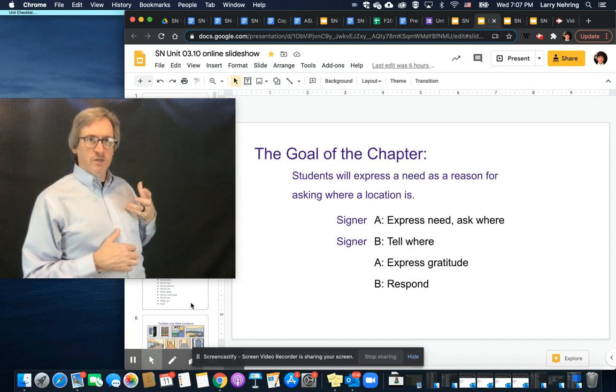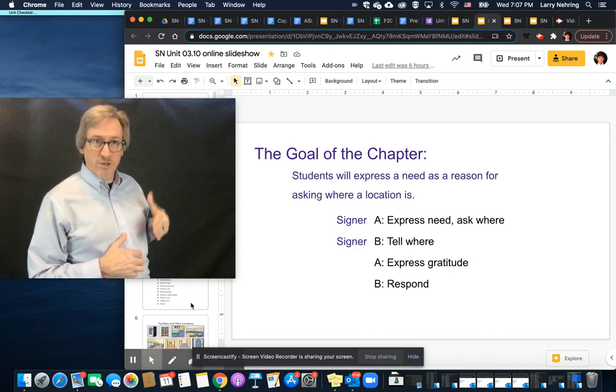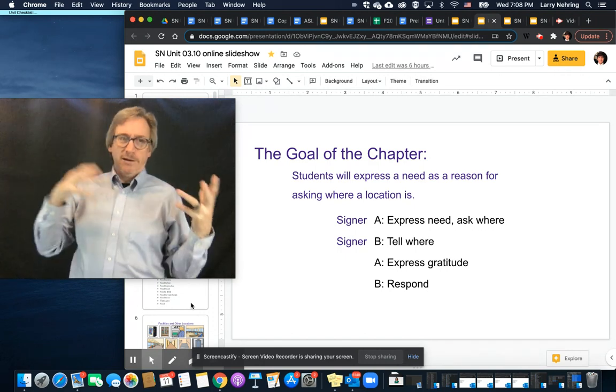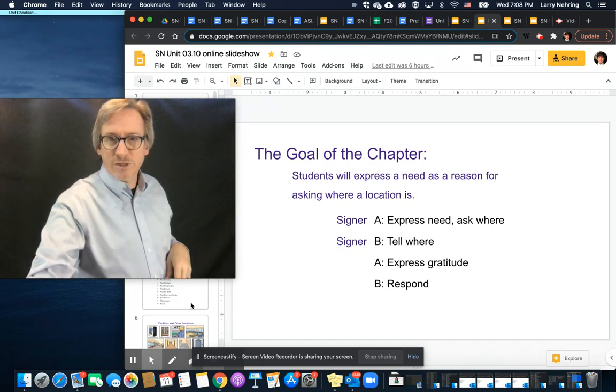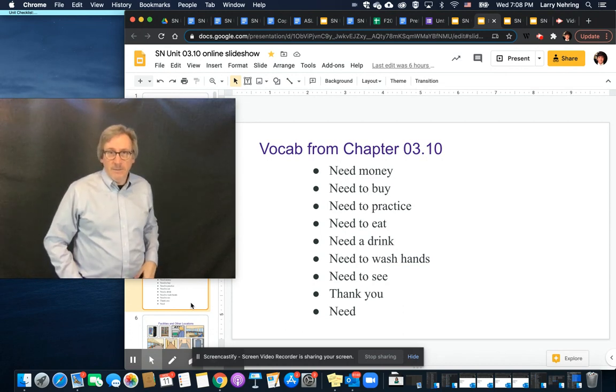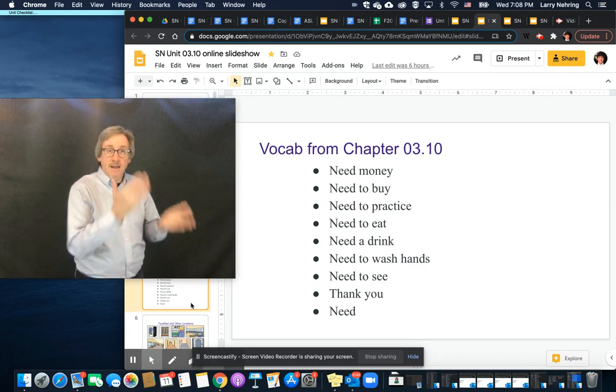Other person gives you directions or tells you where, points you in the right direction. Thank you, and any kind of response to that afterwards. So here's the vocab: needing money, what you need, different things, and then thank you.